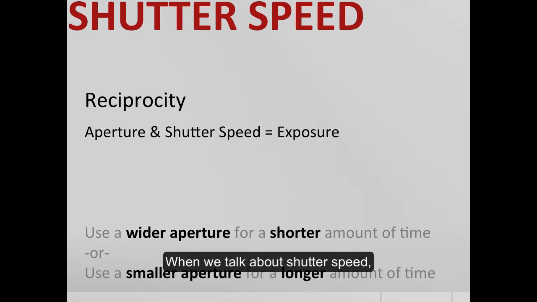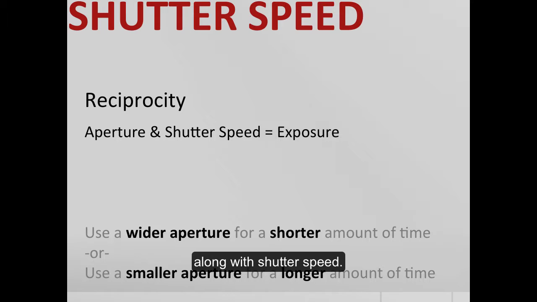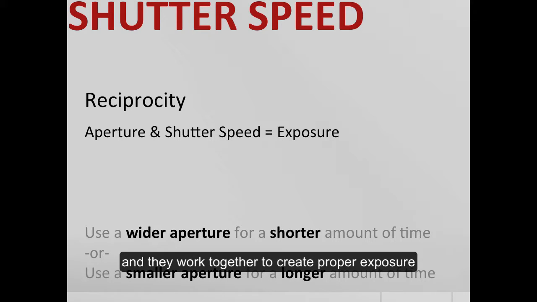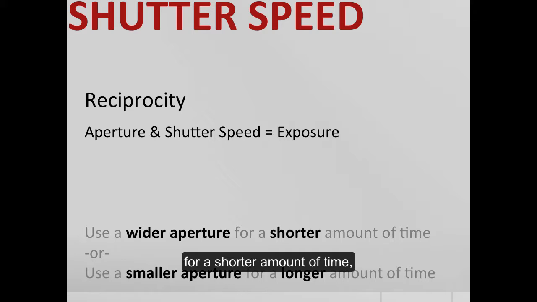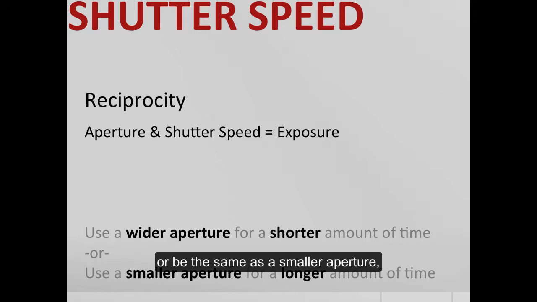When we talk about shutter speed, we also can talk about something called reciprocity. We're talking about looking at aperture along with shutter speed. Aperture and shutter speed work together to create a proper exposure in whatever given lighting situation you have. So if you want to use a wider aperture for a shorter amount of time, because it's wide, a lot more light is going to rush in, that can be the same as a smaller aperture but for a longer amount of time.